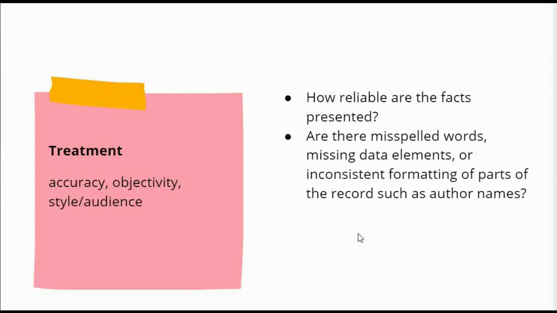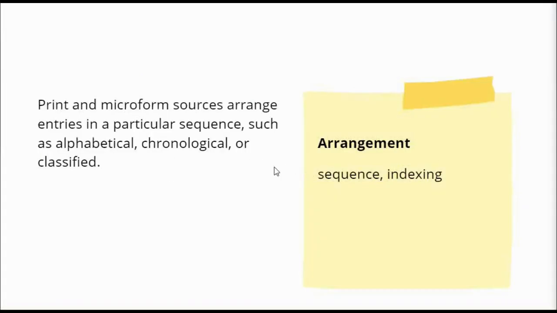Also assess the quality and accuracy of the writing. So as stated here, the misspelled words and missing data elements. So there may be missing charts, or the charts, graphs, or tables are missing some elements or important data. Okay, now we have the arrangement. So this is in the sequencing of the information and also the index or the indexing.